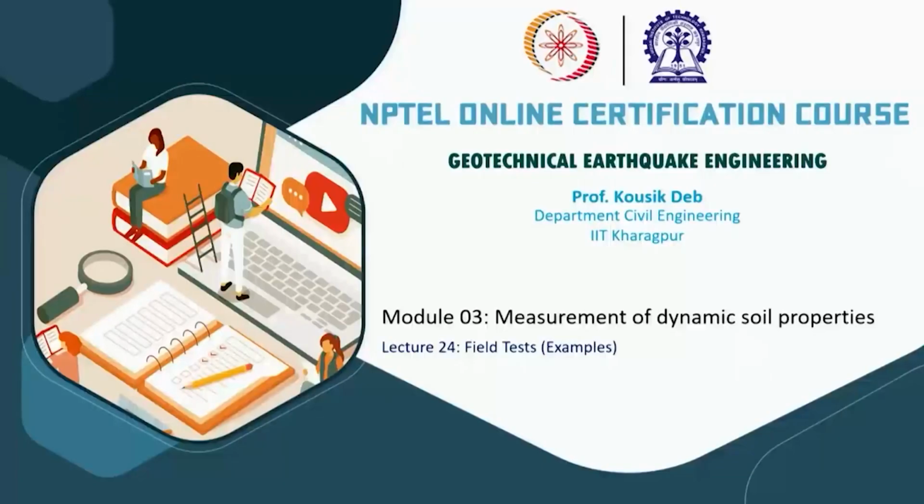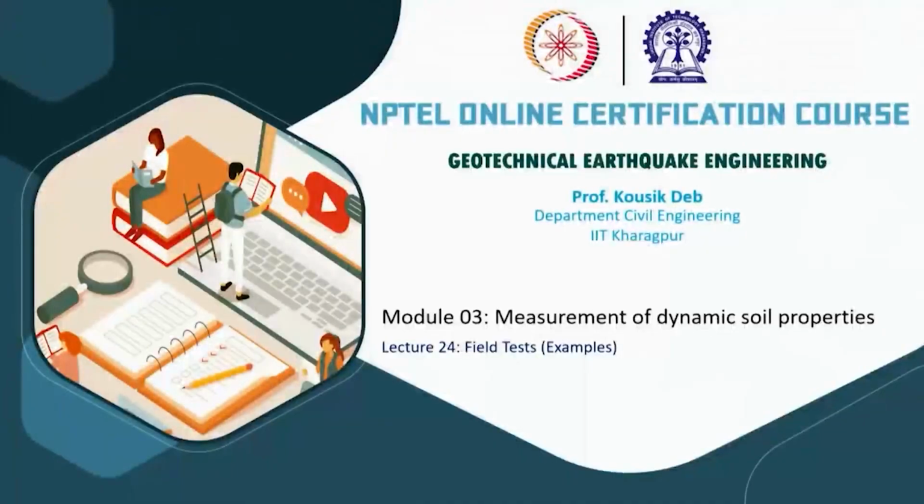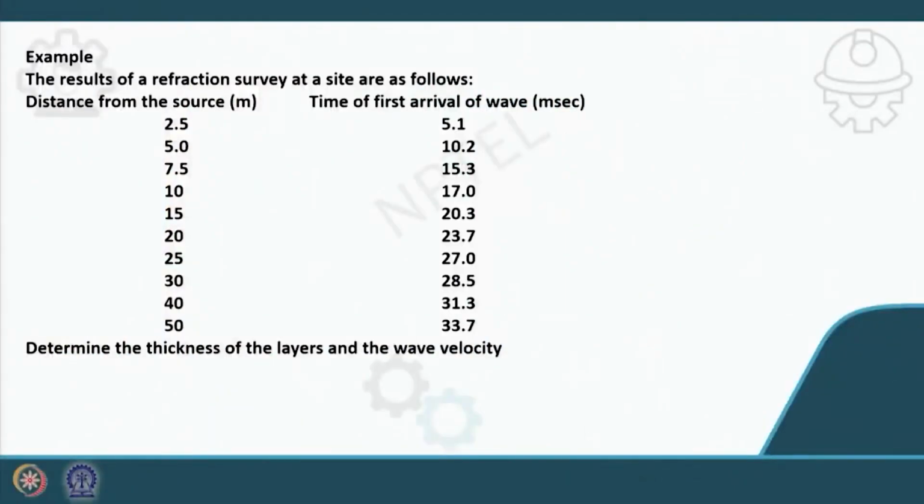So, in this lecture, I will discuss how to use those equations, those that were derived in the previous lectures, to get the soil properties by using a number of example problems. So, the first example problem: it is given that the results of a refraction survey or test at a site are given as follows. I mean, at a site, a refraction survey is done and you will get this data. These are the final data.